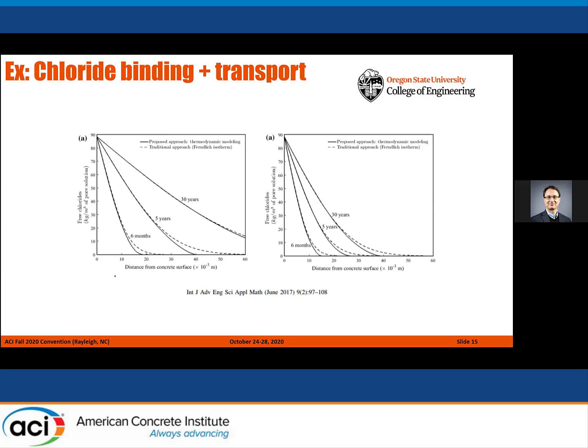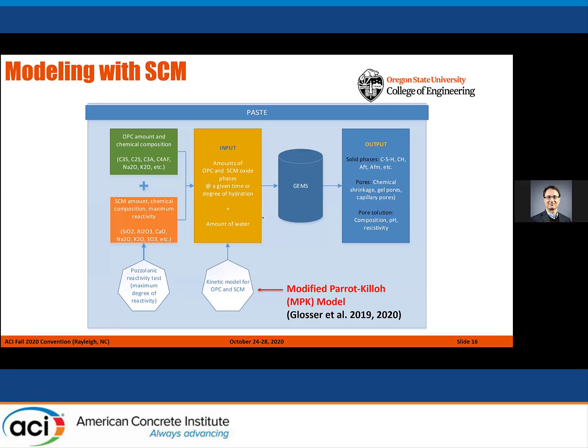These are free chloride versus the distance. This is, I believe, an OPC system, and it's an OPC plus fly ash system. We can see that we can get a pretty close match to the traditional approach that uses experimentally determined chloride binding isotherms. So that's one example. Another example is to actually model with SCMs.